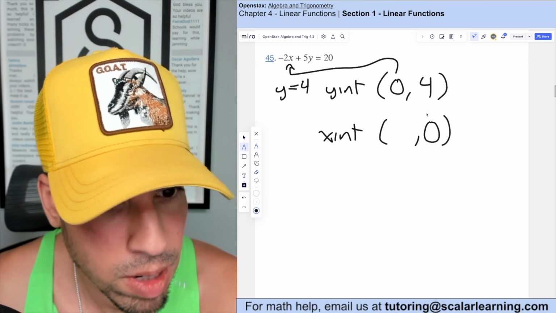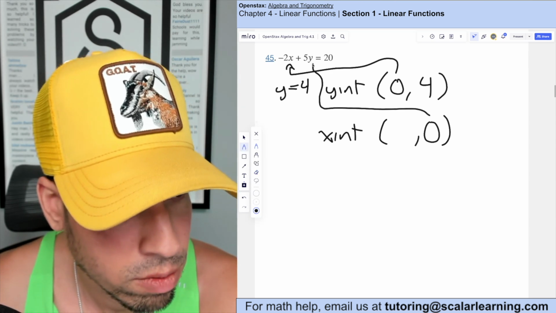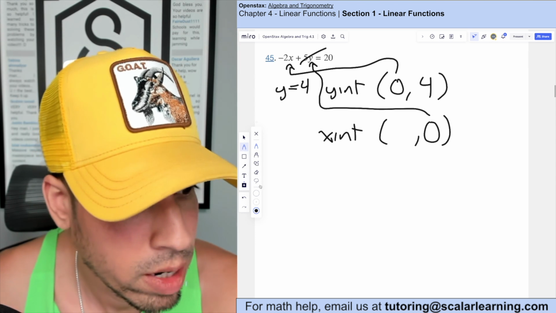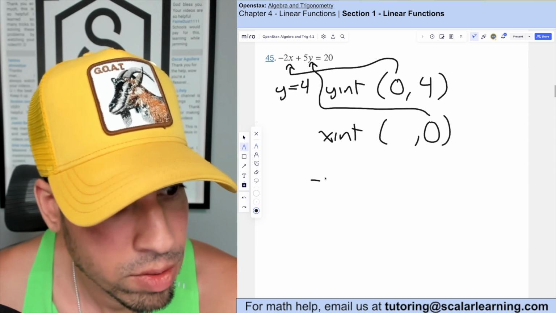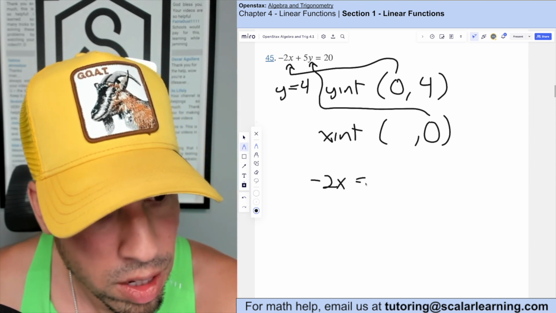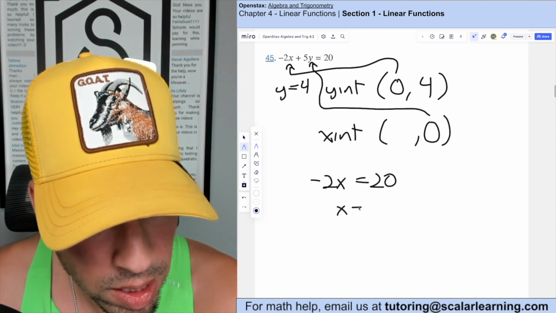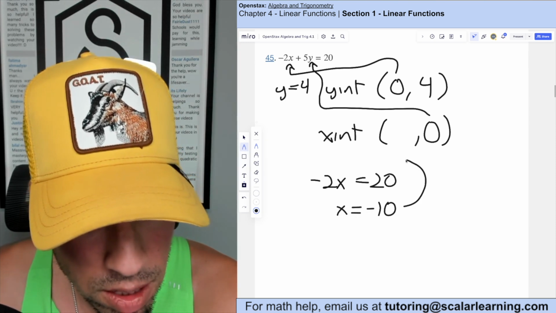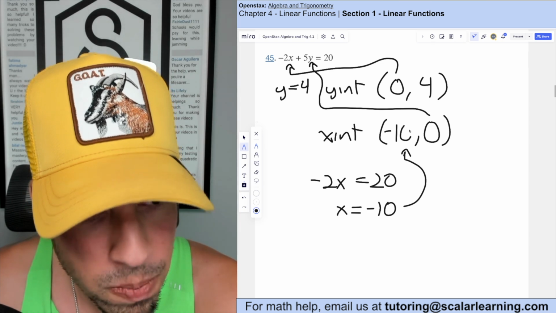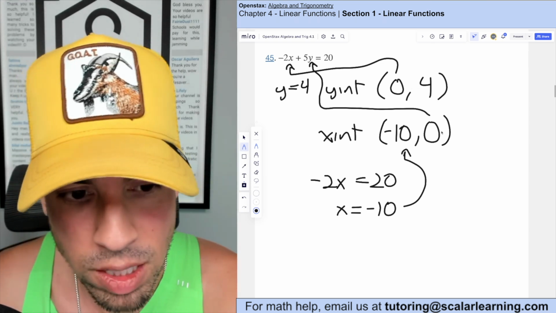Now, what about for the x-intercept? For the x-intercept, I'm plugging 0 in for y. So that kind of goes away. And then I have negative 2x plus 0 equals 20. Divide both sides by negative 2. x equals negative 10. Plug it in, negative 10. Y-intercept 0, 4. X-intercept negative 10, 0.